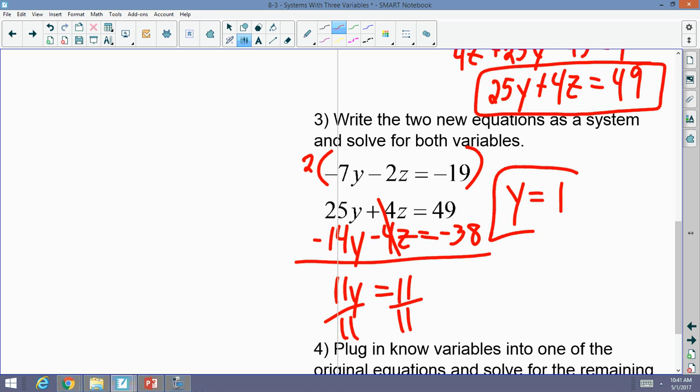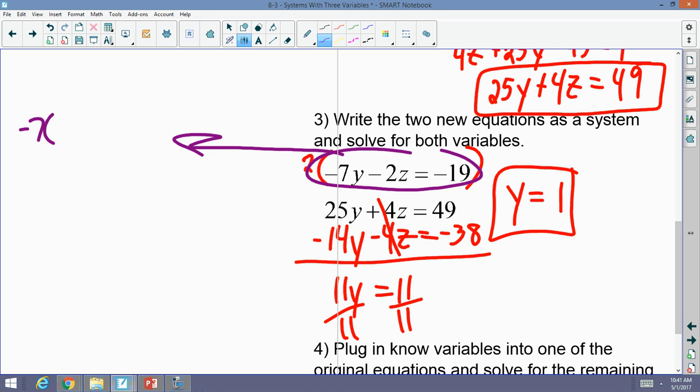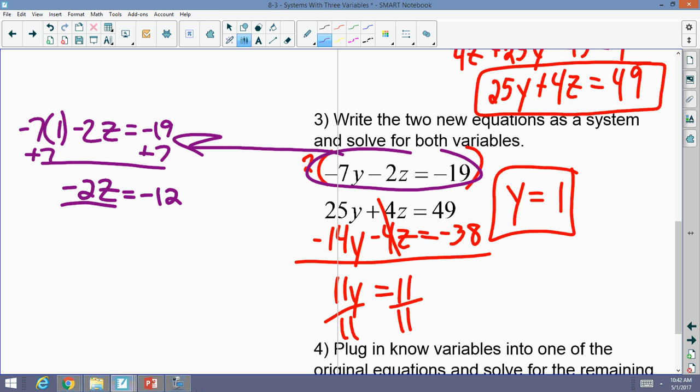Well, if y equals 1, how can I find z? Plug it in. You want to plug it into the top one? Cool, you can plug it into either one. So I've got negative 7 times y, which is 1, minus 2z equals negative 19. Add the 7. Negative 2z equals negative 12, divided by negative 2. Z equals 6. Now I've got z, and now I've got y. How do I find x, boys?